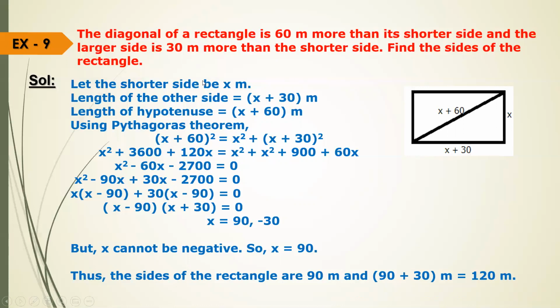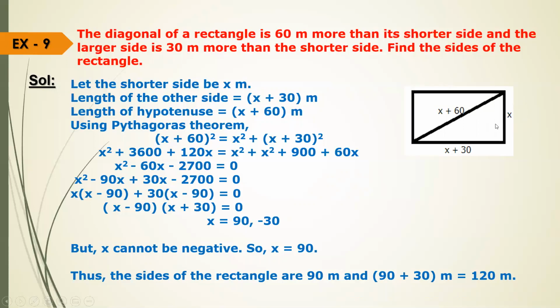And because angles are 90 degree, after drawing the diagonal, we will get two right angle triangles. And in these two right angle triangles, we can apply Pythagoras theorem. Now we will find the three sides with the help of the conditions given. Diagonal of a rectangle is 60 more than its shorter side.